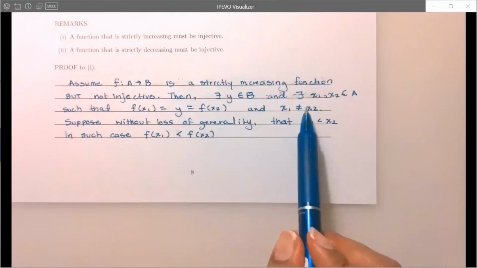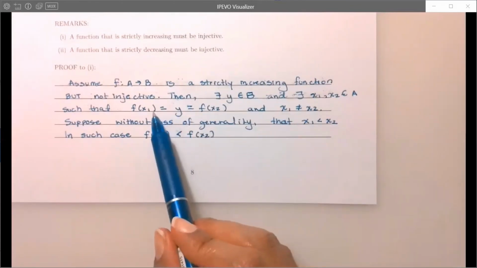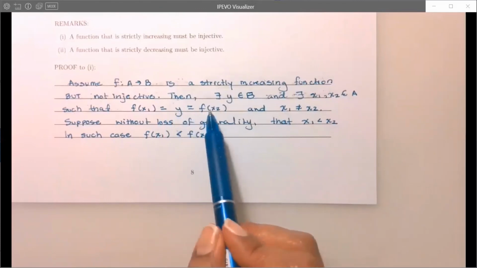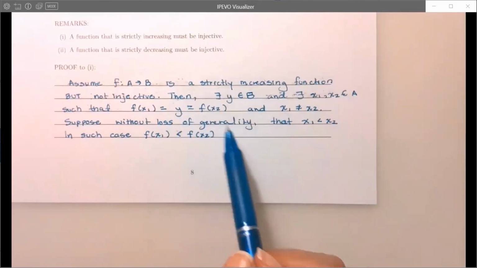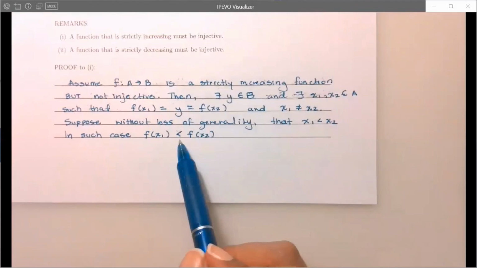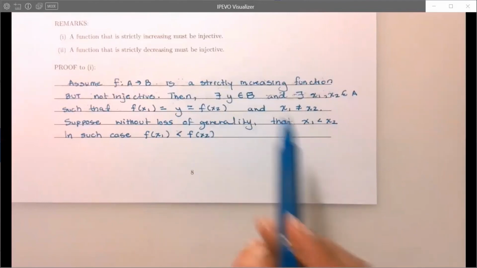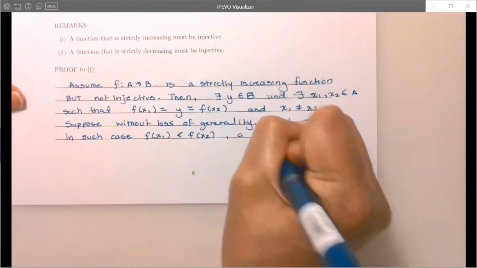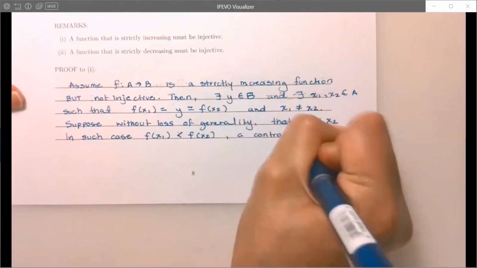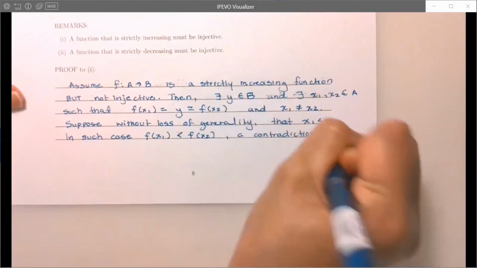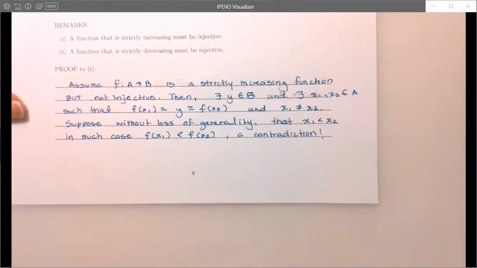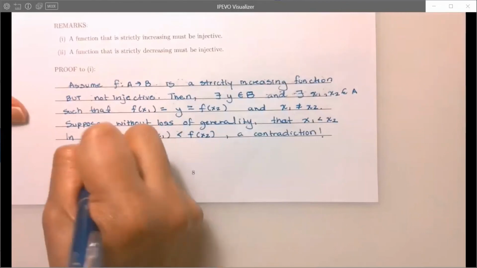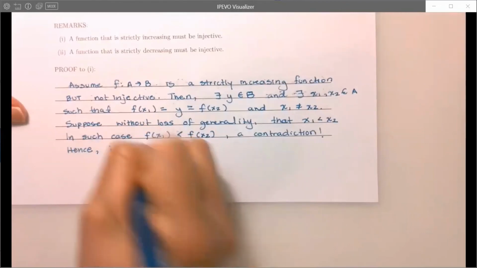Now that's a contradiction because we said that f of x1 is equal to y and is equal to f of x2, meaning they're the same output. But here we're saying that their output values are actually different. So this is a contradiction. Hence, if f is strictly increasing, it must be injective.